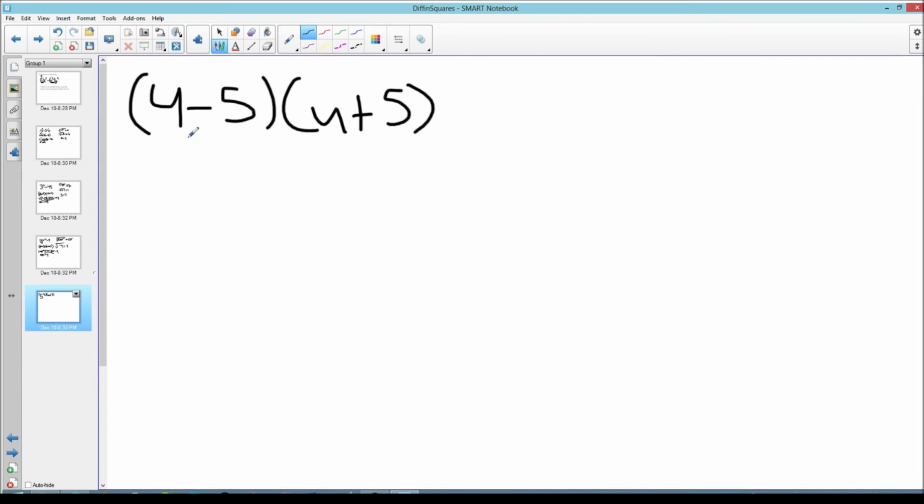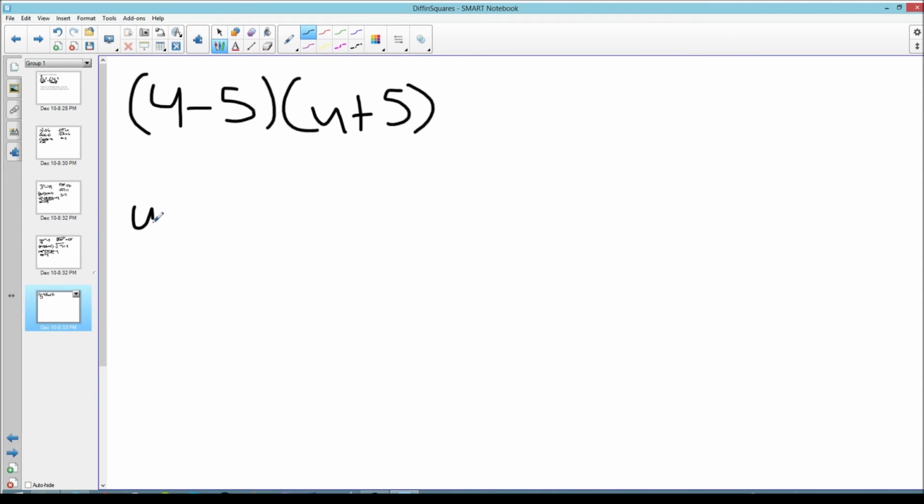Here we have u minus 5 and then u plus 5. It's a little messy, but I'll try writing a little bit neater now. So all we're going to do now is expand.